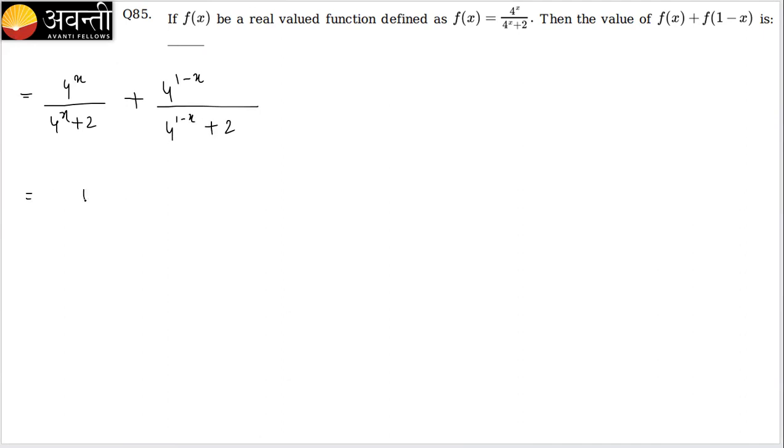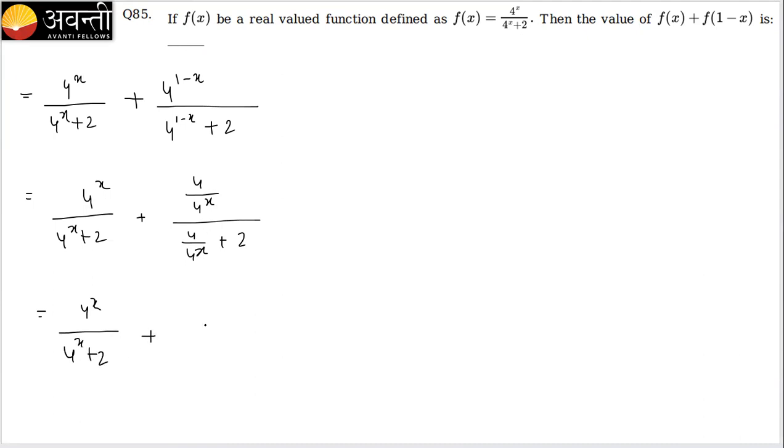So what we can write, 4 raised to 1 minus x, this will remain the same, 4 raised to x plus 2 plus, we can write this as 4 upon 4 raised to x upon 4 upon 4 raised to x plus 2. So if I take LCM, then 4 raised to x upon 4 raised to x plus 2. Here if I take the LCM below, 4 raised to x and 4 raised to x will cancel, right? Did I do something wrong? It was 1 minus x. Yeah, so I'll be left with 4 upon 4 plus 2 into 4 raised to x.